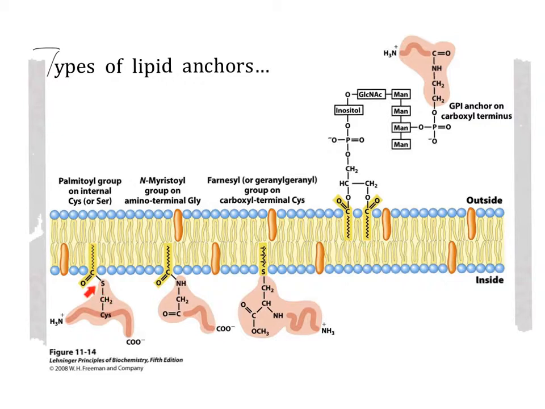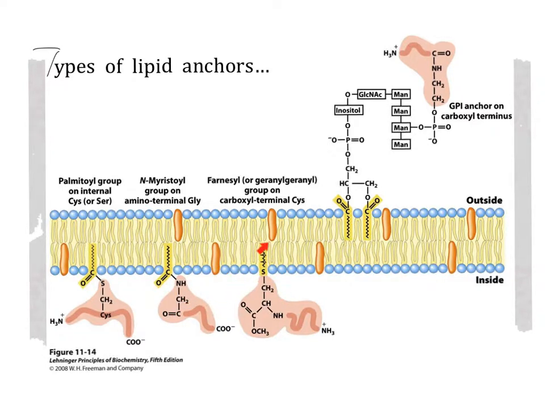This is a palmitoyl group. Usually it's on a cysteine or a serine. And they're showing it on a cysteine right here, and you can see how it gets stuck in there. You can have a myristoyl group also. I wouldn't ask that you know that it's on the amino terminal glycine so much.